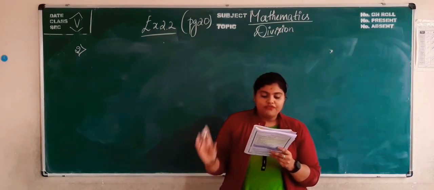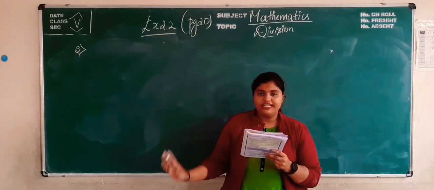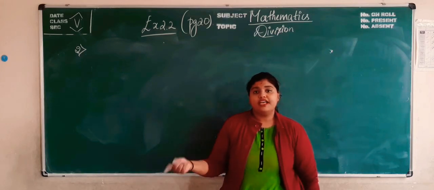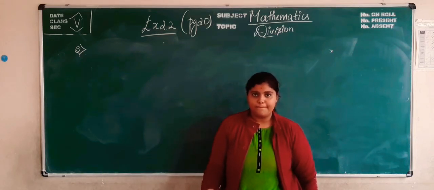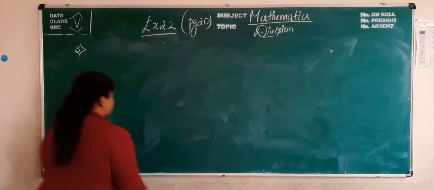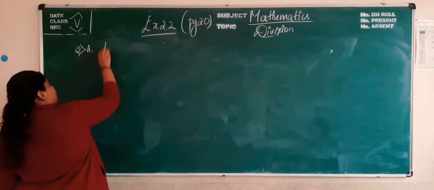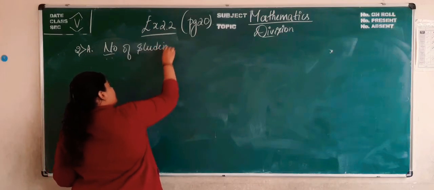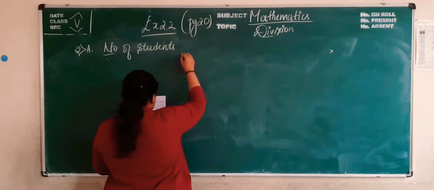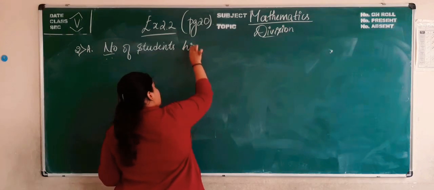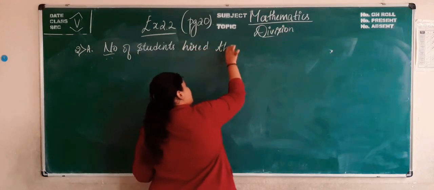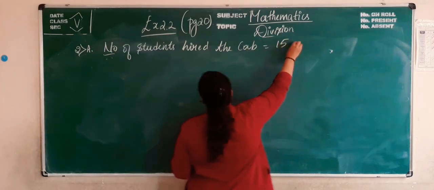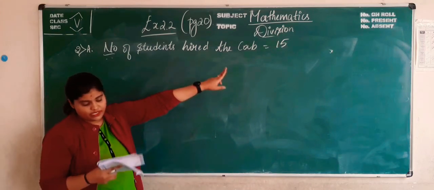Okay, first statement. 15 school children hire a cab for a day excursion. So what is the first statement? 15 school children hire a cab for a day excursion. Yes, number of students. Very good. Number of students who hired the cab is equal to how many students were there? 15 students. So number of students who hired the cab is equal to 15.